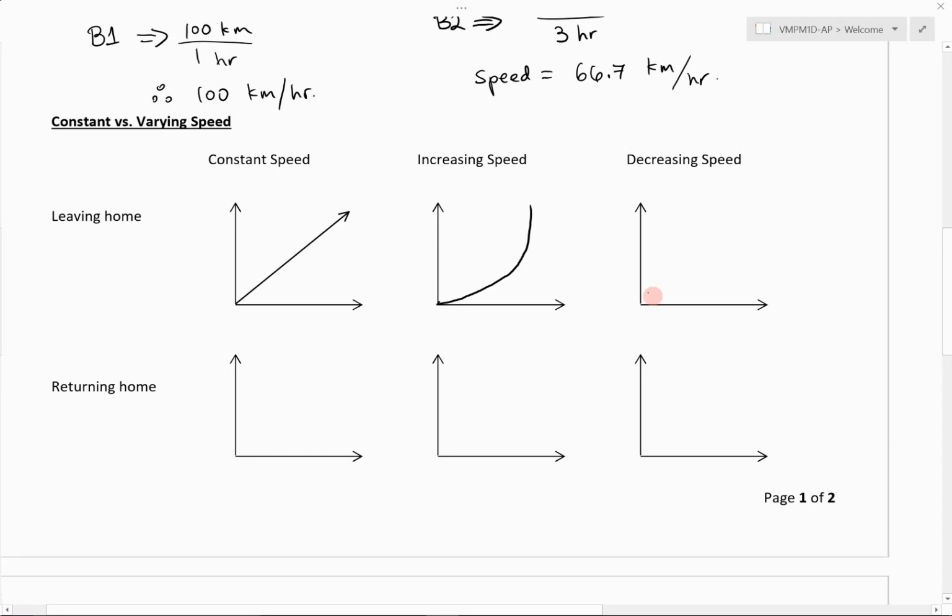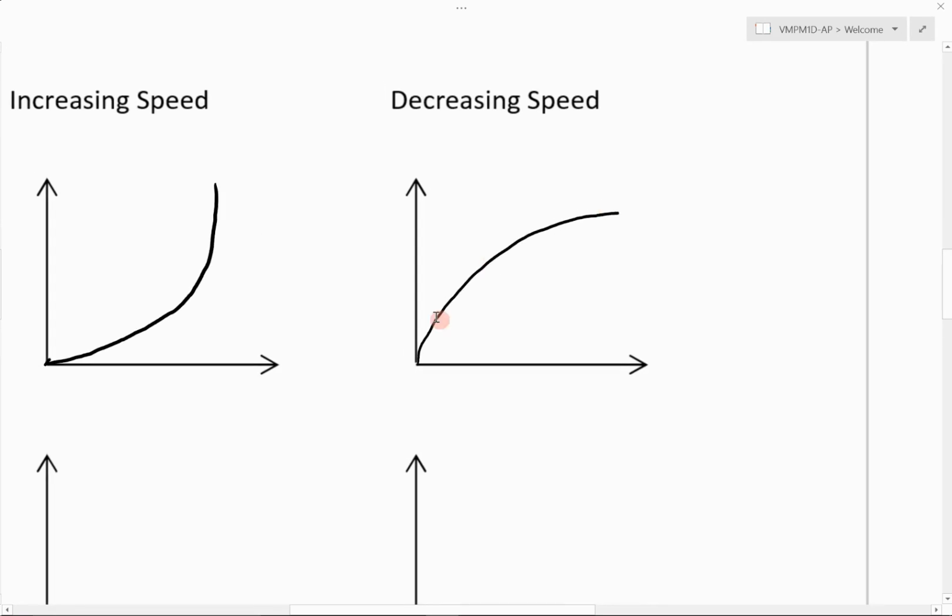And a decreasing speed, same idea, but it's a curve in this direction. Looking at such a small change from here to here, that's a small amount of time, but a huge change in distance. A huge change in distance in a small amount of time, that's very fast. Over here in this section of the graph, you have a small change in distance over a longer period of time. If you're taking too long to change your distance, you're getting slower. So here it's faster, here it's slower. So you're decreasing your speed.